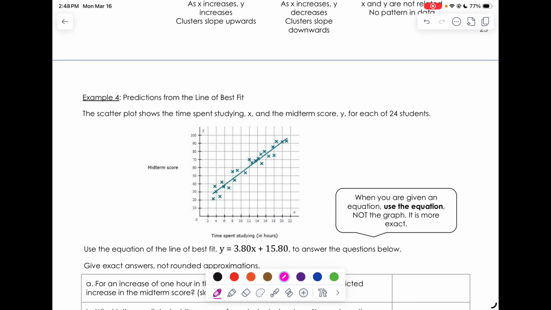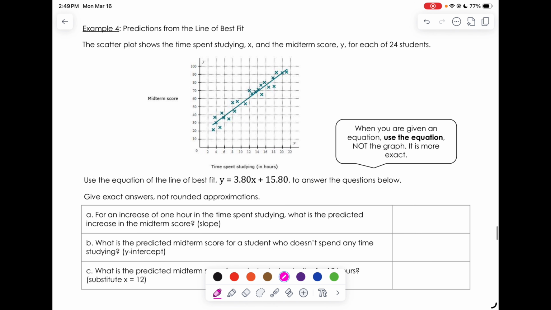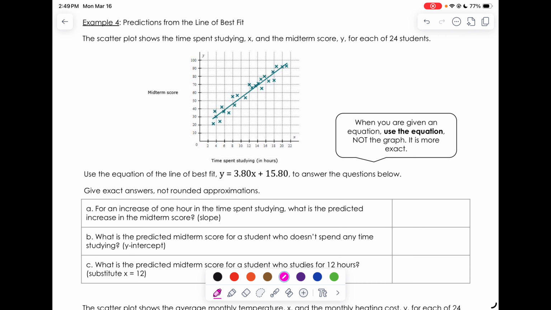Example 4, predictions from line of best fit. So the scatter plot shows the time spent studying, x, and the midterm score, y, for each of the 24 students. So let's think about this. If you spend a lot of time studying, you probably should get a better midterm score, so just test score. So the more time you spend studying, the better score you're going to get on your test. And then this data supports that, because you can see someone that only studies for 6 hours get a lower score than someone that studies for 18 hours.